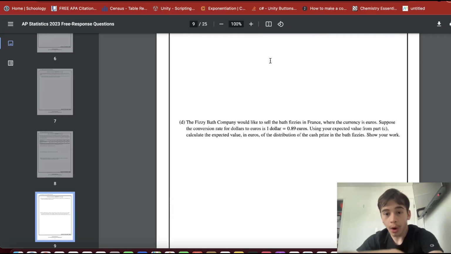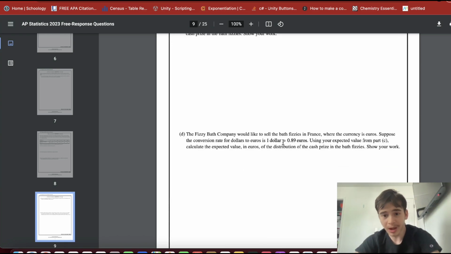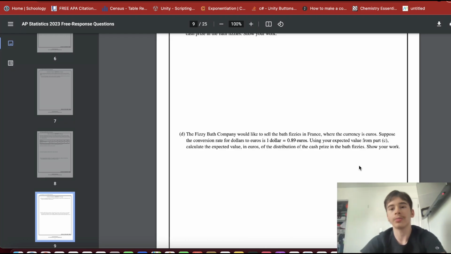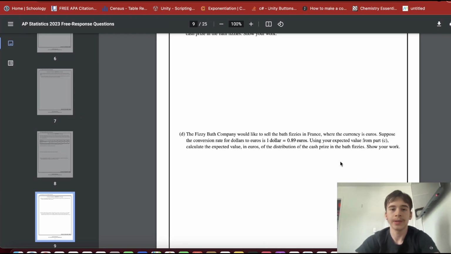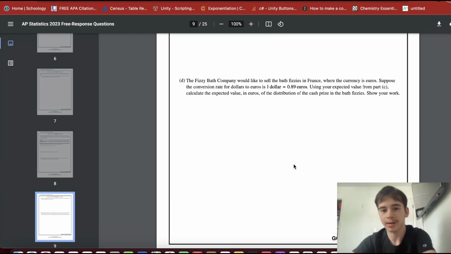So honestly, all you need to do for this is take the value you got from C and multiply it by 0.89, because for each dollar it's 0.89 euros. So you use the expected value and convert it to euros, and you get your distribution of the cash price in euros. Not that hard. I messed up because I first did that, but then I went through the longer method and got different answers, and so I put the wrong answer down. But my bad.